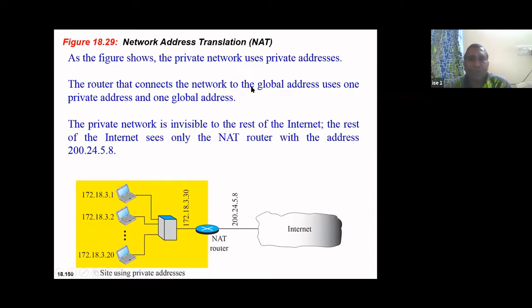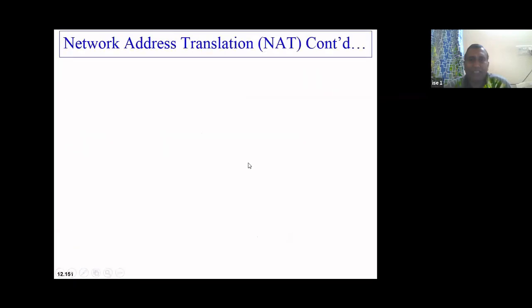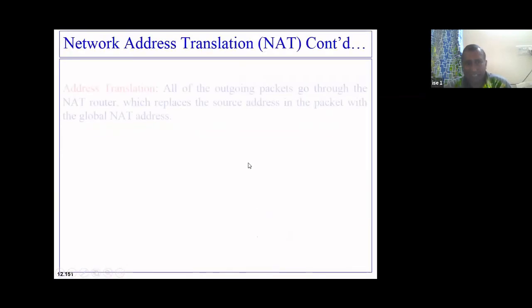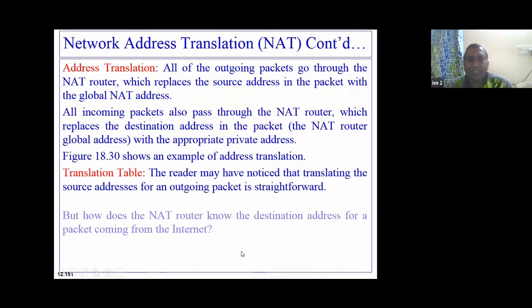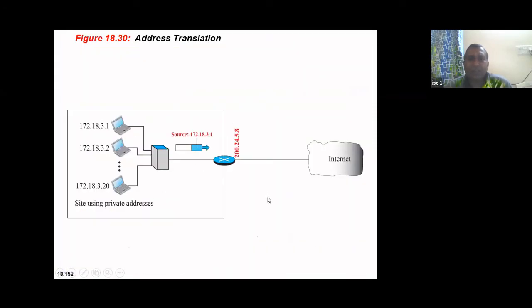So we may have one examination. I have explained this network address translation. Address translation means whatever I had explained, this is what is being explained theoretically. So you can write the whole thing. Through this diagram, the source address is 172.18.3.1, but this packet will not have this source address. The source address will become this, and this is the destination address.